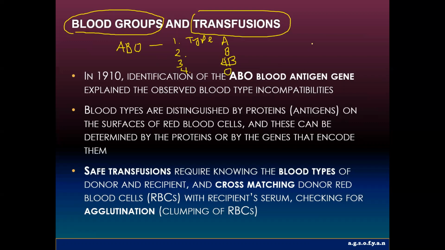The second group of blood type is called the rhesus or RH blood type. And for this blood type, there are only 2 types, which is type plus, or rhesus positive, and type negative or rhesus negative. So there are 2 groups of blood type, ABO blood type and rhesus blood type.